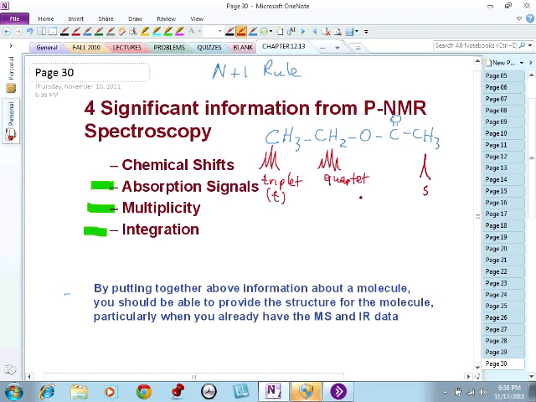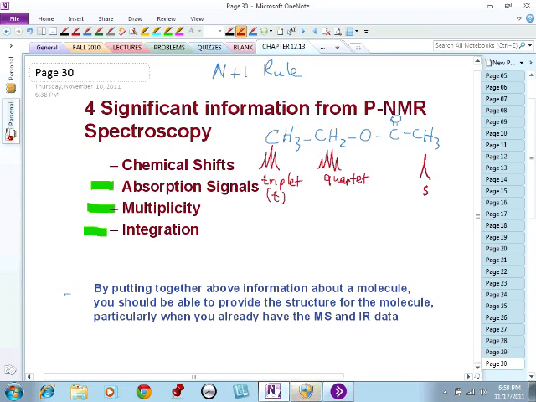Multiplicity is simply telling what is next to it, the neighbor. In other words, this is my neighbor here. I am CH2. This CH3 is my neighbor. That's what we say. So if I say I am quartet, that means a CH3 is next to me.